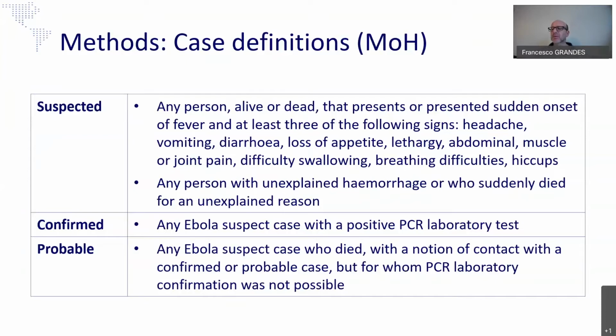A confirmed case was a suspected case with a positive Ebola PCR laboratory test. There was also a definition of probable cases that was applied only to suspected deaths. A probable case was a suspected case who died with the notion of having been in contact with a confirmed or probable case, but for whom PCR testing was not possible or not available.